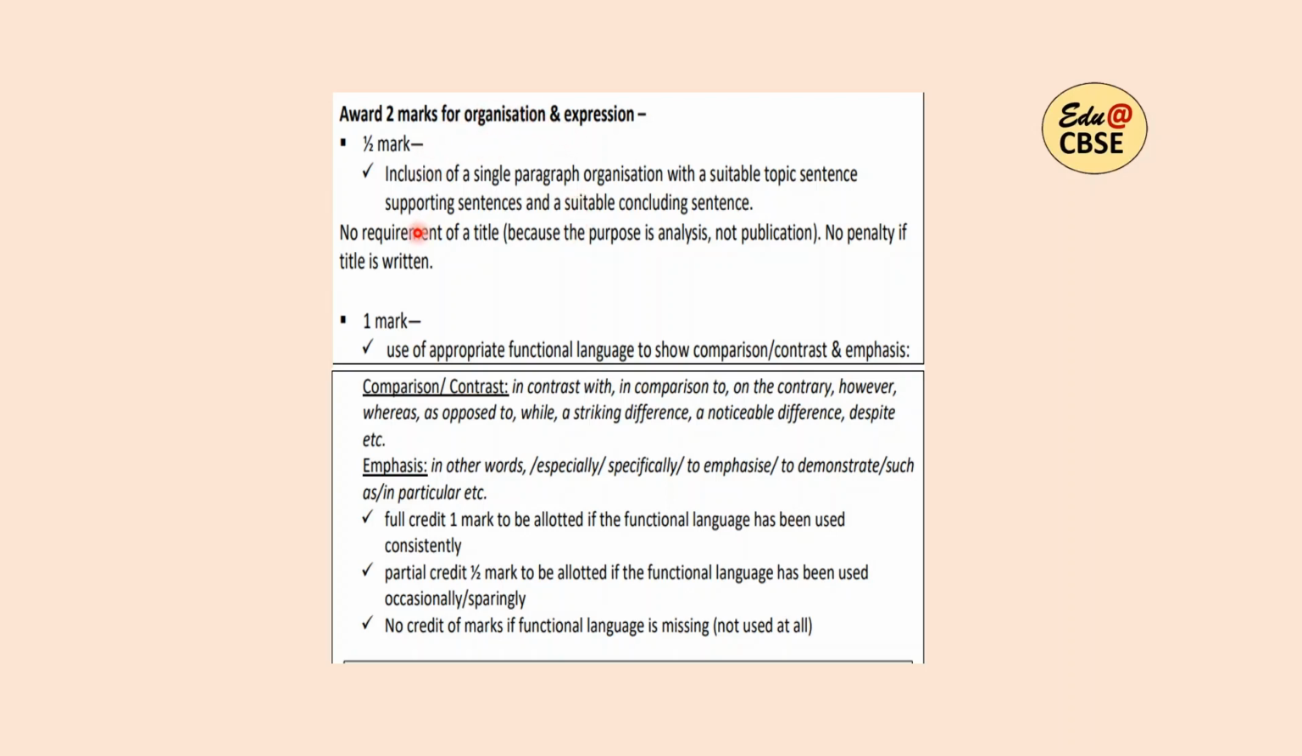Half a mark is for inclusion of a single paragraph organization with a suitable topic sentence, supporting sentences and suitable concluding sentence. So 3 चीजें जो हैं इसे हम ऑर्गेनाइजेशन या एक तरह का फॉर्मेट कह सकते हैं. सो पहले टॉपिक सेंटेंस और पैराफ्रेजिंग होनी चाहिए जो इंट्रोडक्शन में होती है. सो आफ्टर दैट कंपैरिजन और कंट्रास्ट के सपोर्टिंग सेंटेंसेस होने चाहिए और उसके बाद एंड में कंक्लूजन होनी चाहिए. एंड ऑल दिस शुड बी इन अ सिंगल पैराग्राफ. यू आर नॉट टू मेक डिफरेंट पैराग्राफ्स हियर. So inclusion of a single paragraph.